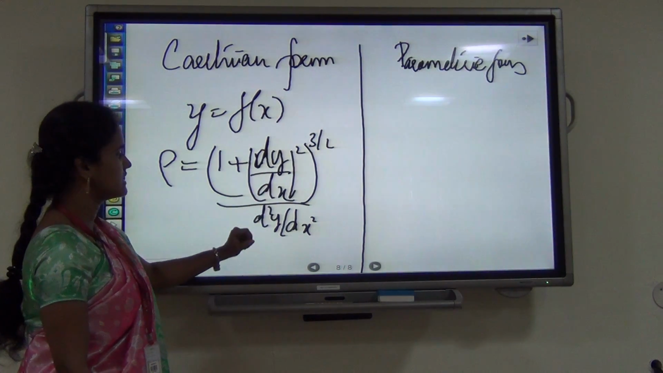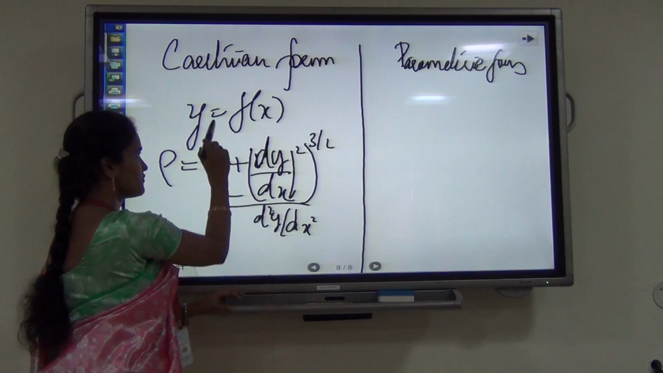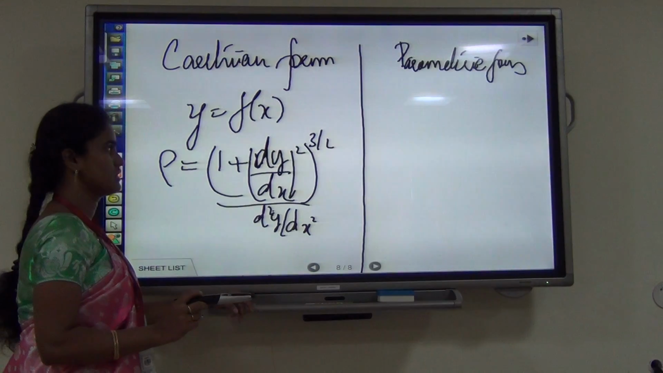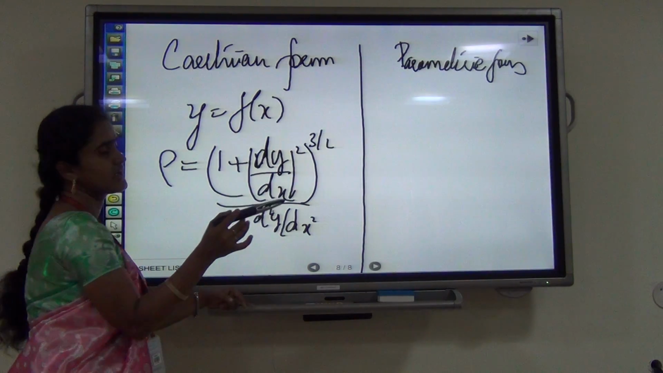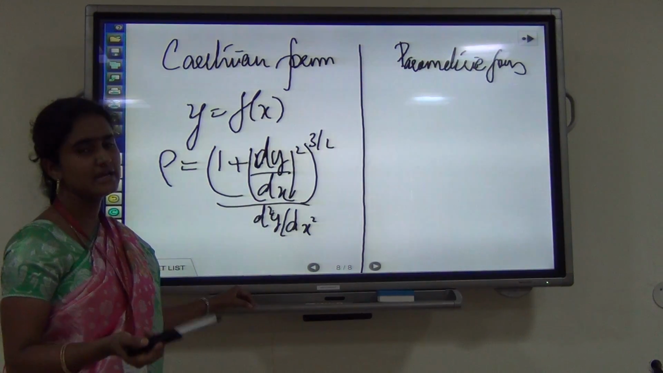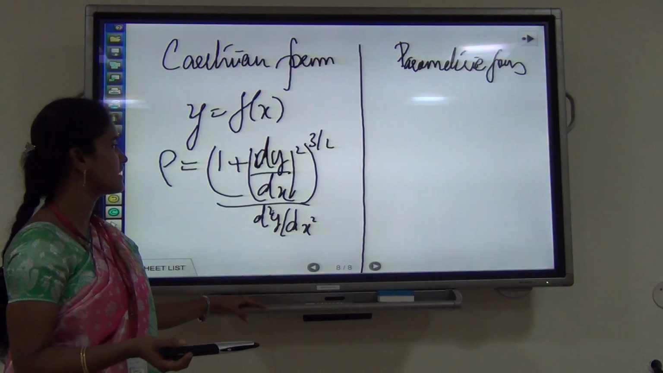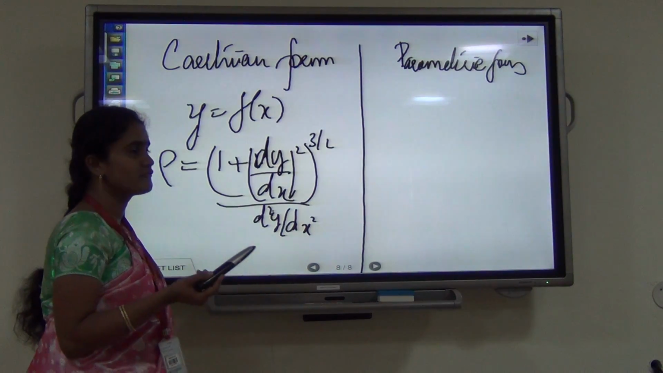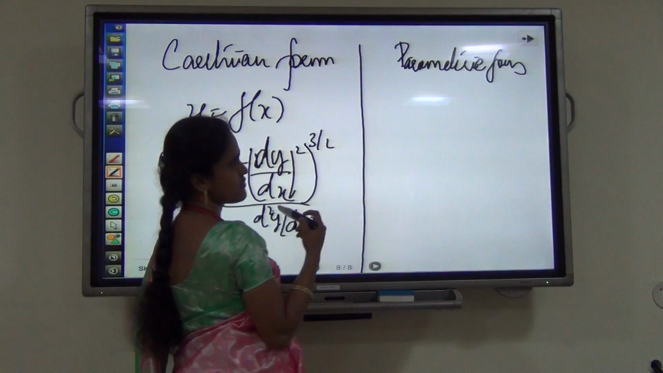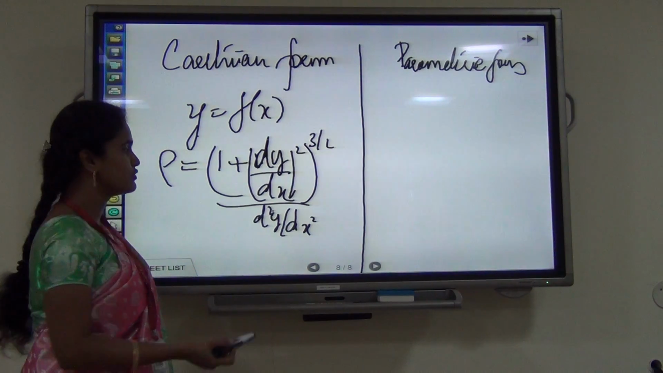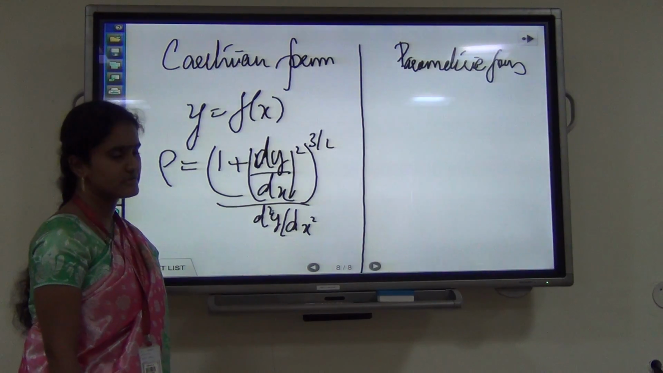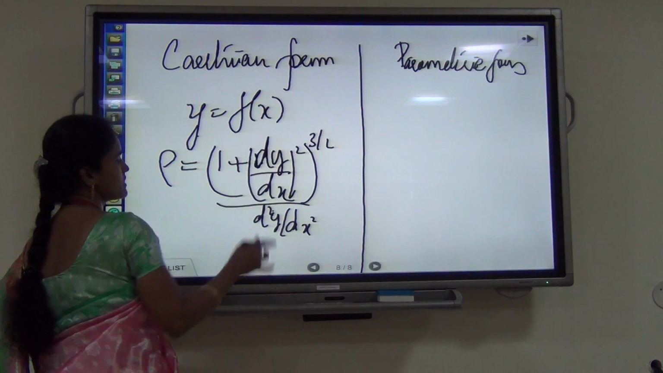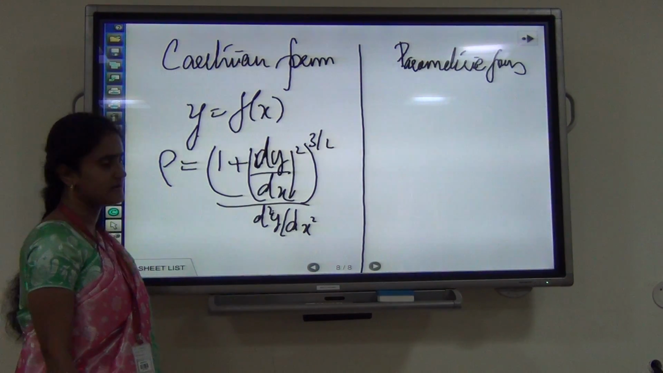What will be dy by dx? It is the first order derivative of the curve, and d square y by dx square is the second order derivative of the curve. And using this formula we can find the radius of curvature for any curve, provided it is in the Cartesian form. If it is a parametric form, we will have it in terms of the parametric equation. That we will do later, once we finish the Cartesian form. If the curve is in the form of y equal to f of x, this is my radius of curvature.